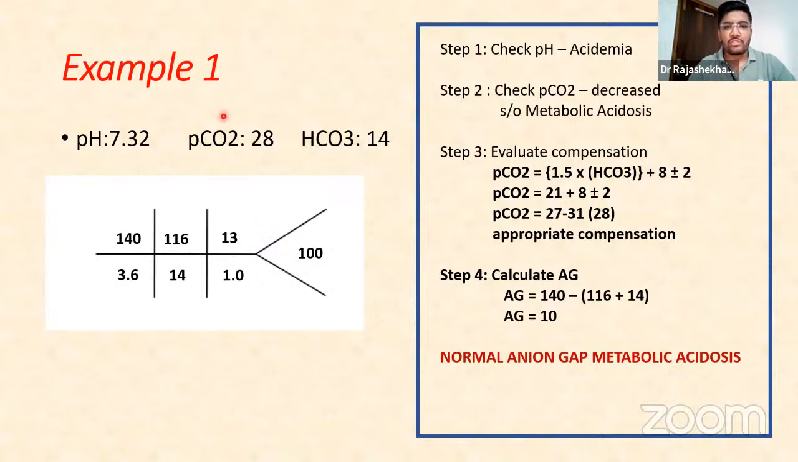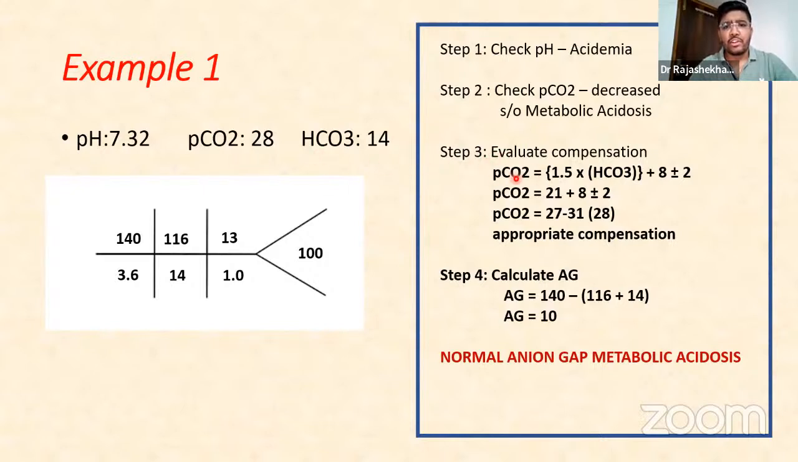So if you want to have a diagnosis here, first check the pH. pH is less than 7.35, so there is an acidemia. Check PCO2. PCO2 is decreased, that means it is a metabolic thing. So it is a metabolic acidosis. Then step 3 is evaluate the compensation.